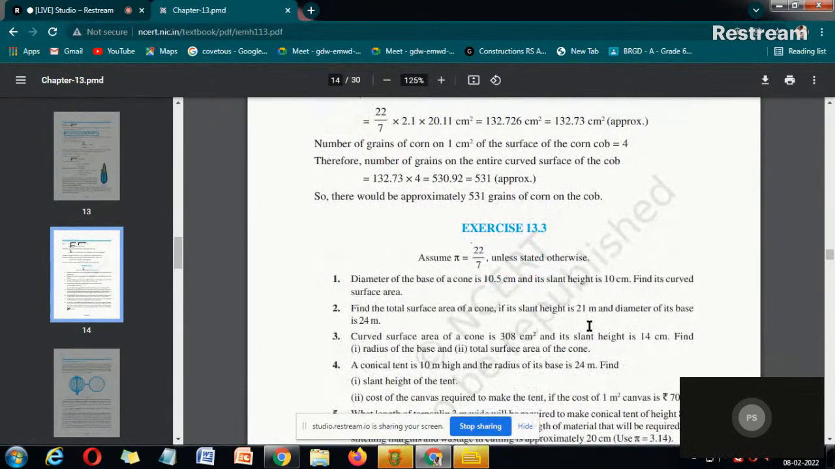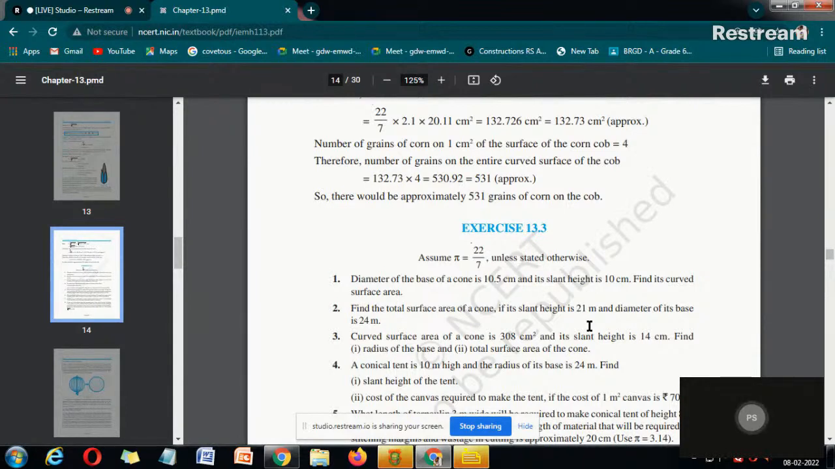Fine. Going with our exercise 13.3. Let's start doing with our 13.3. Only 8 problems are there. We'll complete it soon. Going with our first problem. What does our first problem say? Diameter of the base of a cone is 10.5 centimeter. Here they are talking about diameter. Diameter is 10.5 and the slant height is 10 centimeter. CSA they are asking us to find.